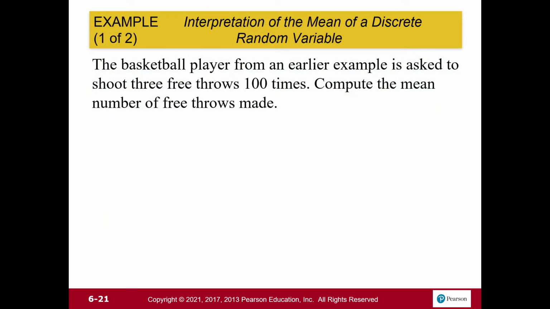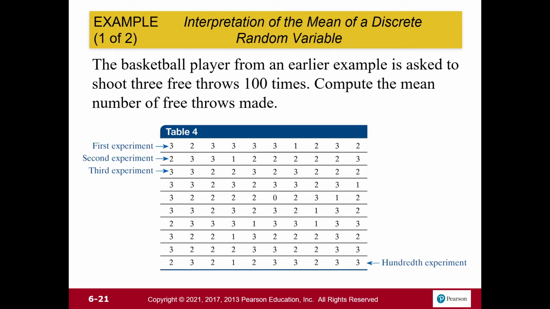So the basketball player from an earlier example is asked to shoot 3 free throws 100 times. Compute the mean number of free throws made. Obviously, 100 times is quite a lot, so sometimes what we can do is run a simulation to simulate this event. Now the data looks like this, a 10 by 10 table. So there's the first experiment, second, third, and so on and so forth, all the way down to the 100th.